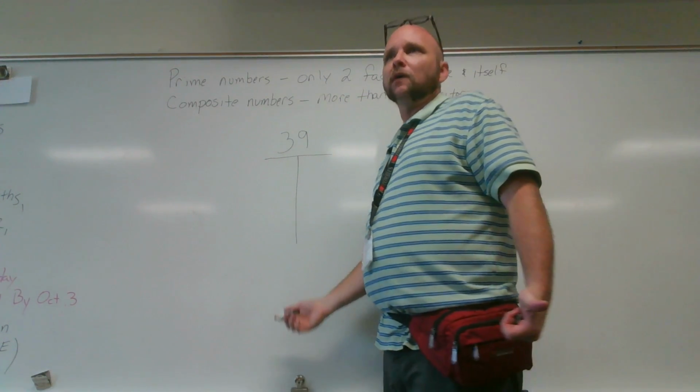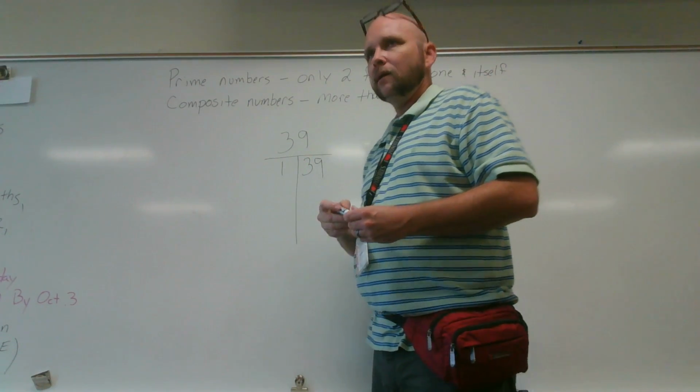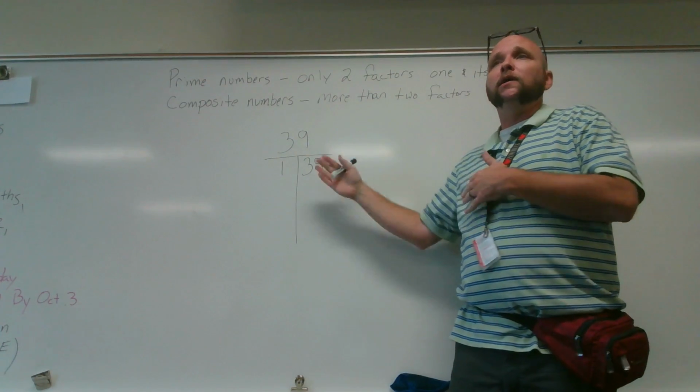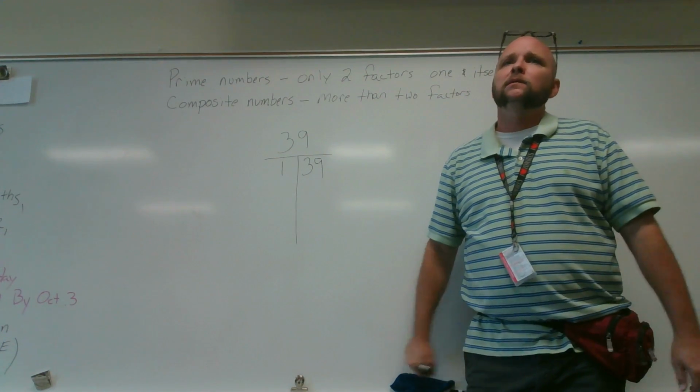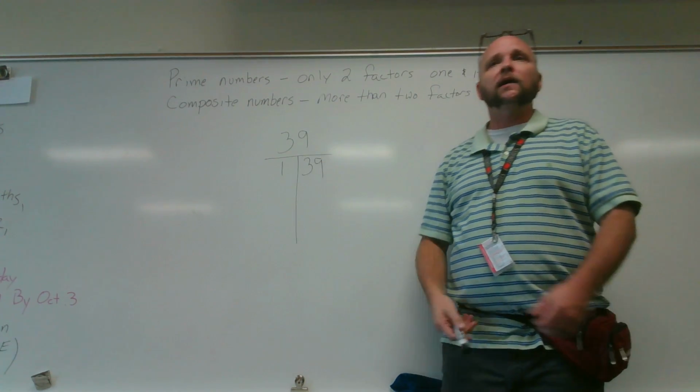All right, let's try the number 39. So first of all, we'd start with 1 times 39. Can 2 go into 39 evenly? No, because it's an odd number. 2 can't go into 39 evenly.